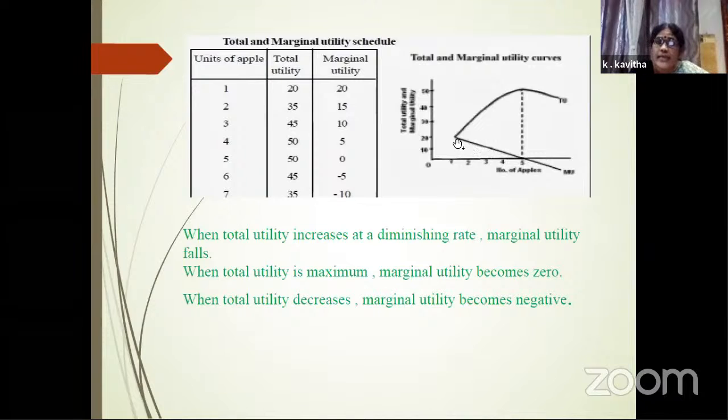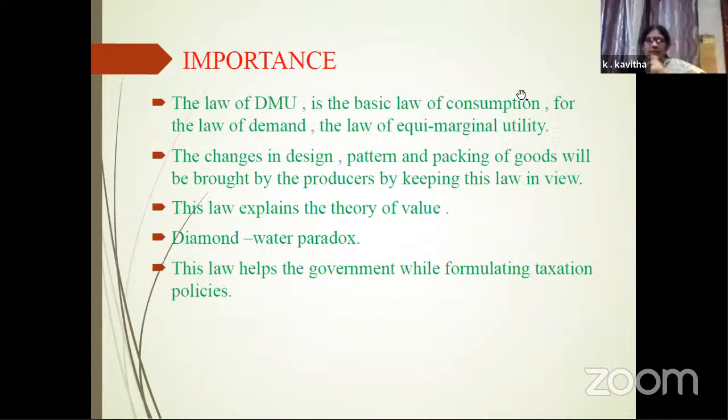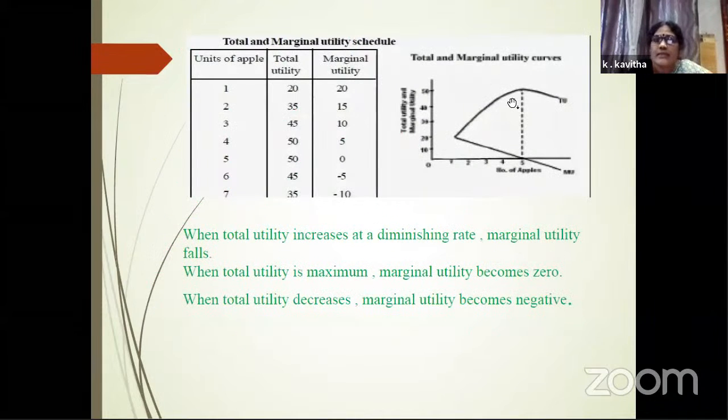By the additional units we go on using, 1, 2, 3, 4 units, the marginal utility is diminishing. Total utility increases, but the marginal utility decreases. Where the total utility is maximum, marginal utility becomes 0. Here we can see in the table, 50 minus 50 is equal to 0. The same thing is represented on the graph, where the total utility is maximum, the MU, marginal utility, becomes 0. And when total utility is decreasing, after the fifth unit, it decreases from 50 to 45 to 35. The same thing we represent on this graph: total utility is decreasing and marginal utility becomes negative.